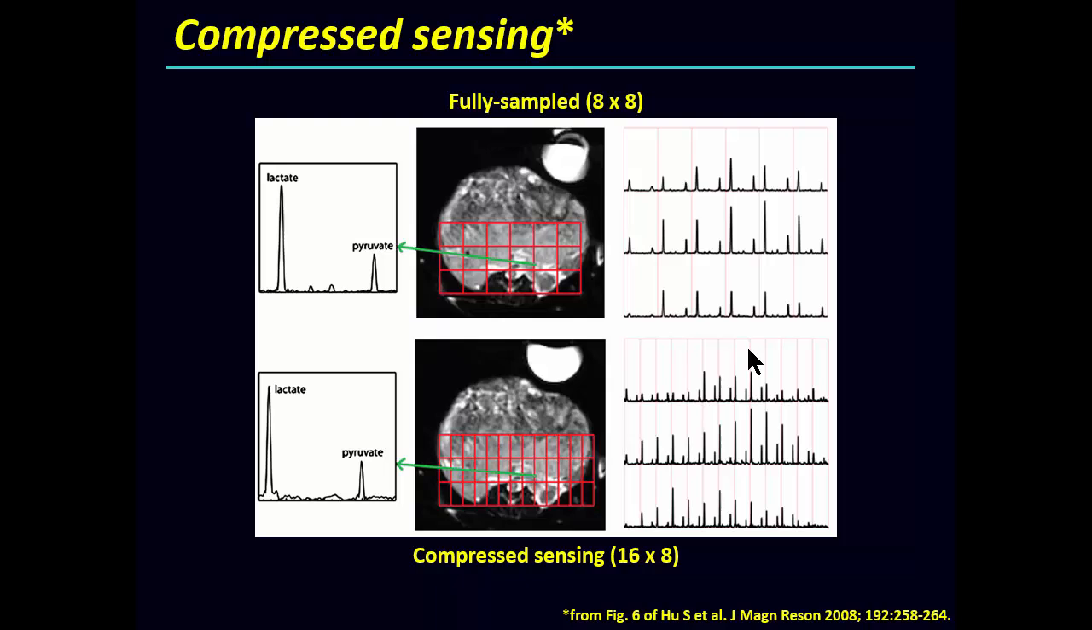You use an appropriate nonlinear reconstruction, and you can get results as shown here. This compares a fully sampled acquisition in an animal, 8x8, to a compressed sensing acquisition where we've used the acceleration to speed it up and get twice the resolution in one direction. We see that the spectra compare quite favorably with regard to the large peaks, the pyruvate and the lactate, but you do notice the smaller spectral peaks are lost. And this is one of the properties that you have to deal with in compressed sensing, is that when things get close to the noise floor, the reconstruction will suppress them.